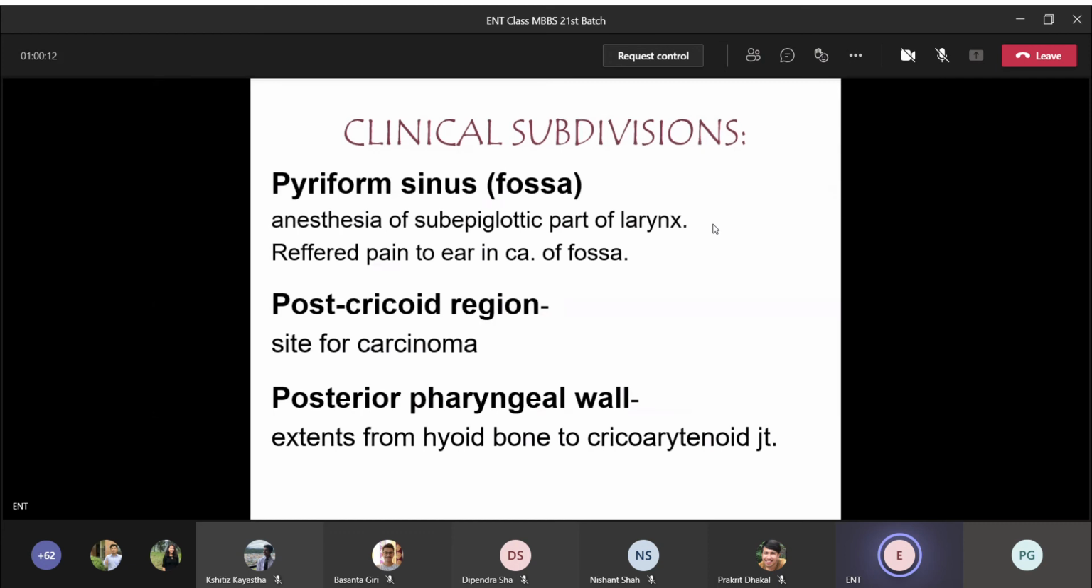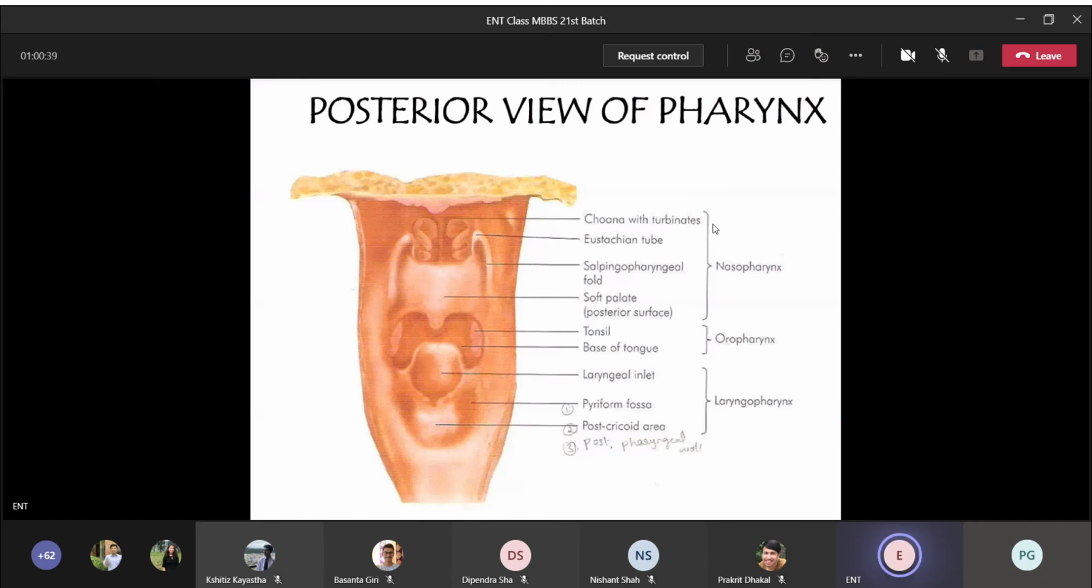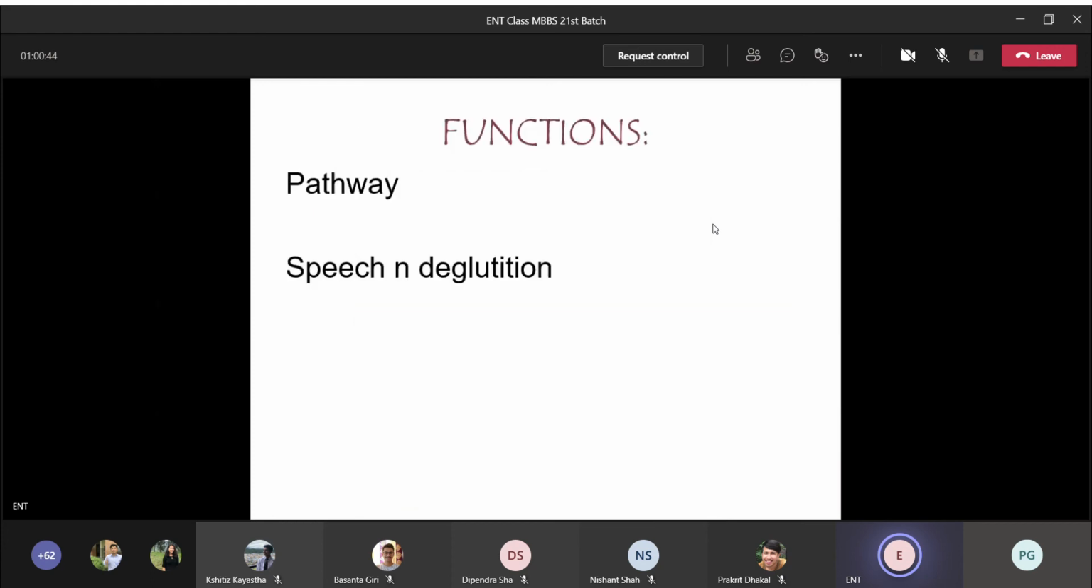In case of anemia, there is a syndrome called the Patterson-Kelly-Brown syndrome, with carcinoma of the postcricoid region. And the posterior pharyngeal wall extends from the hyoid bone to the cricoarytenoid joint. This is the posterior view of the pharynx. Functions: this helps in speech and deglutition and is the pathway for the air and the food.